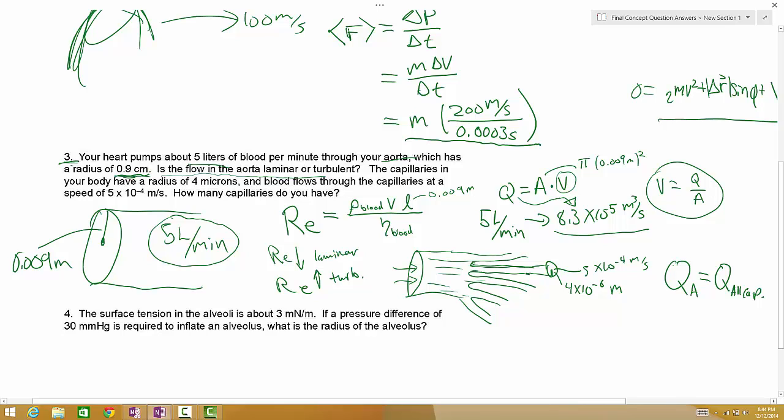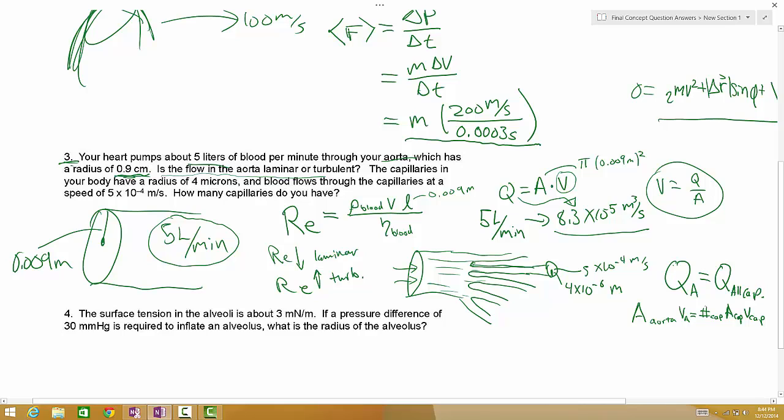So basically what that means is that the area of the aorta times the velocity of the blood going through the aorta is going to equal the number of all the capillaries, times the area of one capillary, times the velocity of blood through the capillary.